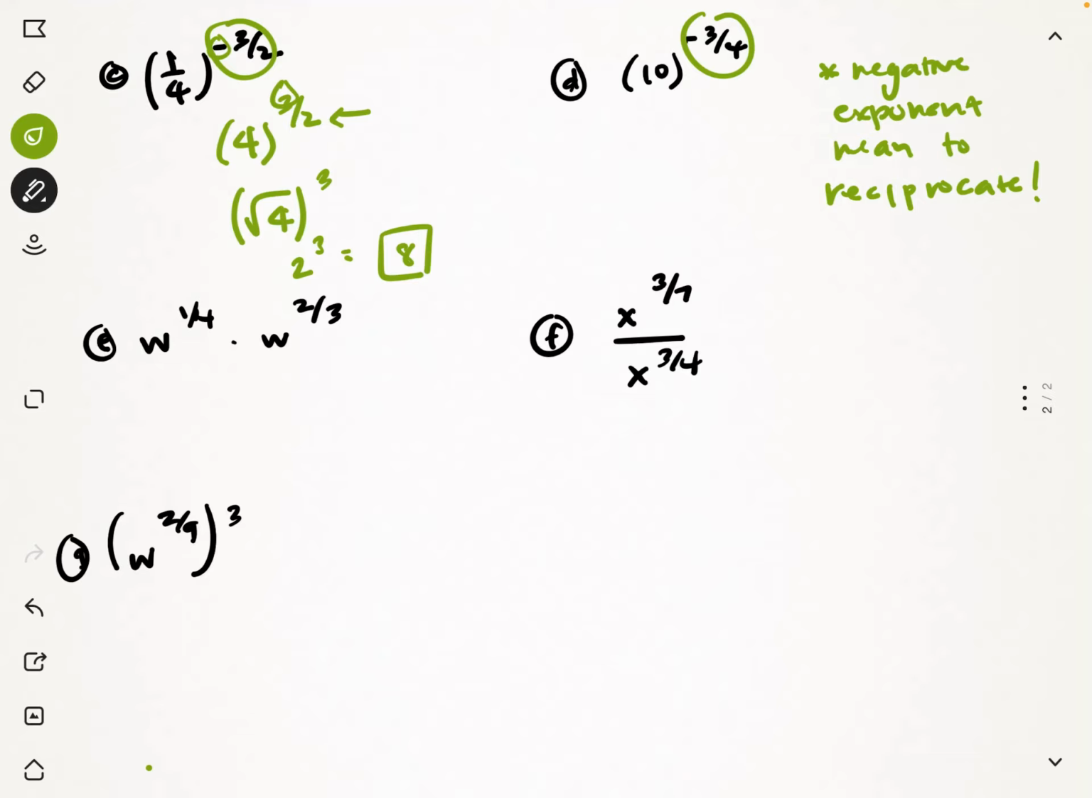Okay, same thing with part D. We're going to write this as the reciprocal, and then we're going to keep our exponent 3/4. Now, 10 doesn't have a nice 4th root, so we're just going to rewrite this as 1 over the 4th root of 10, cubed. I think that'll be okay.